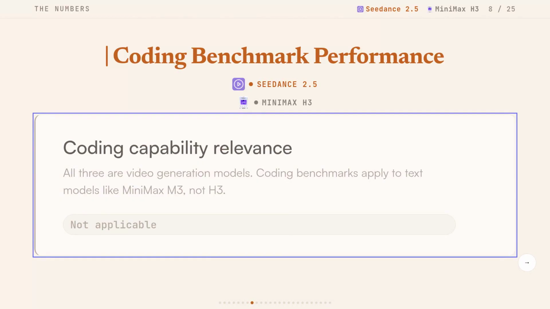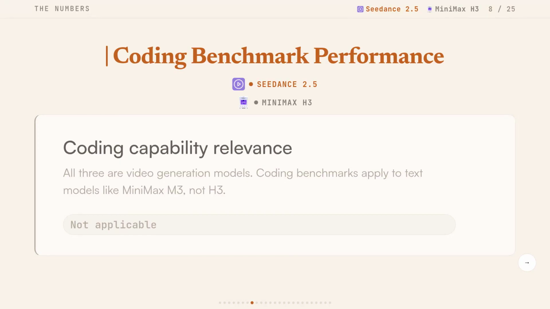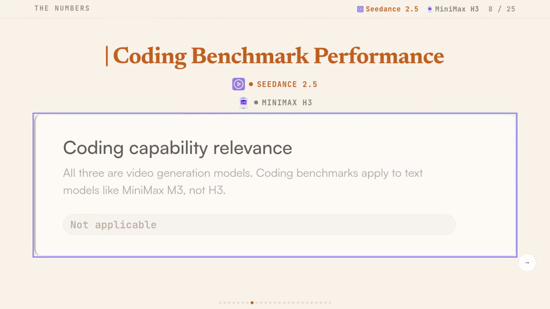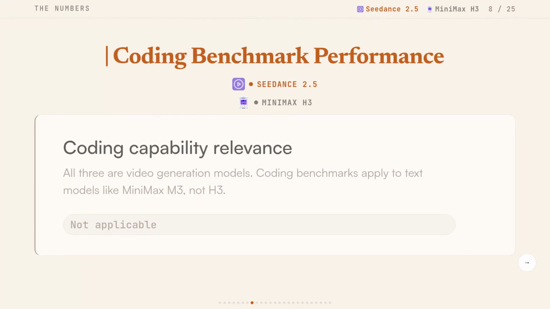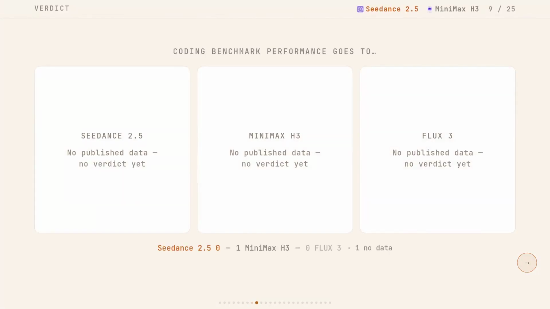bench simply don't apply. The coding scores you've seen for MiniMax belong to M3, their text model, not H3, and Seedance 2.5 and FLUX 3 have no coding data either, so this whole dimension is a wash with no score to give. No winner here, wrong tool category entirely, and the score stays at MiniMax H3 1, Seedance 2.5 0, FLUX 3 0, one dimension off the board.